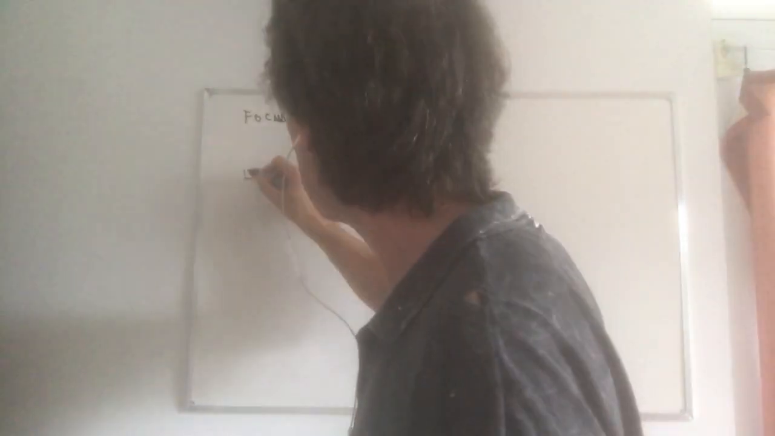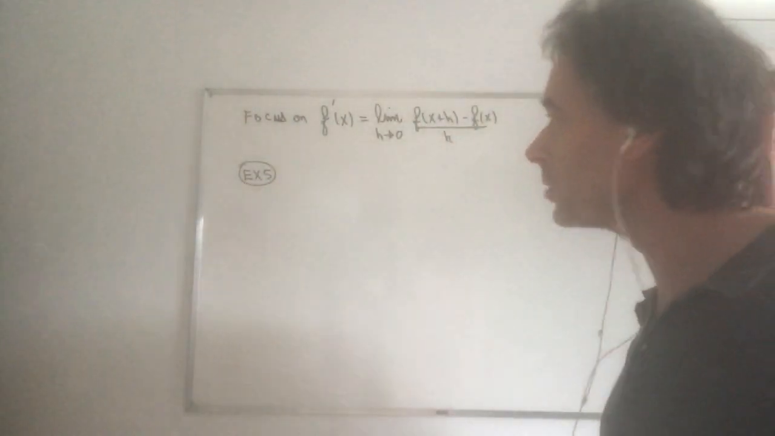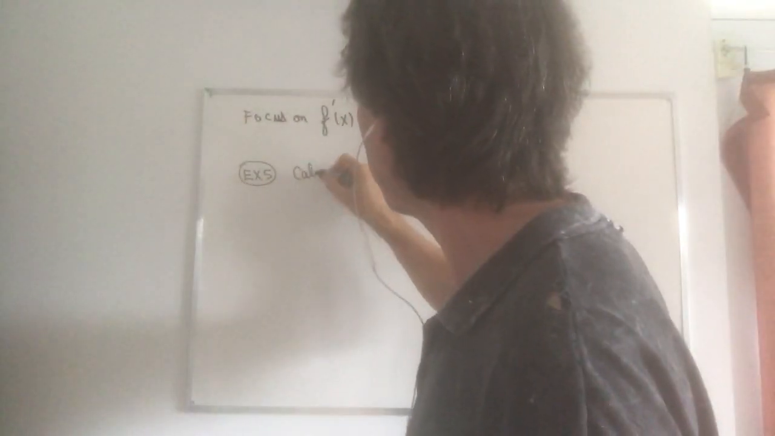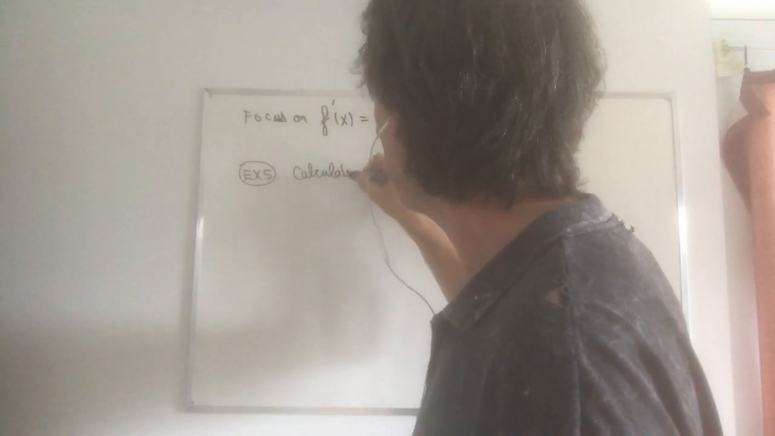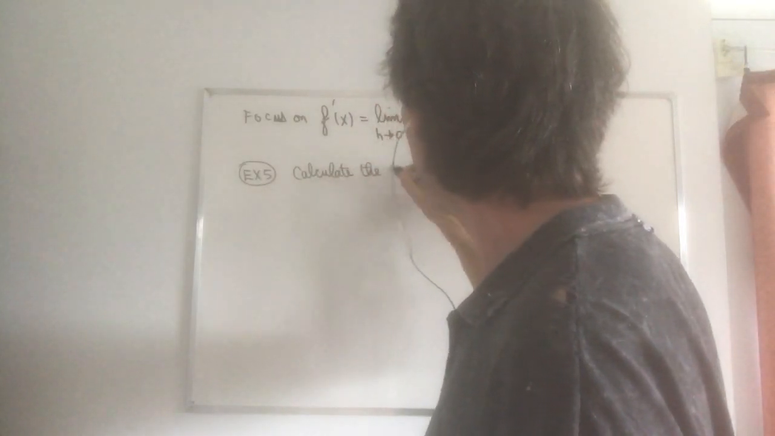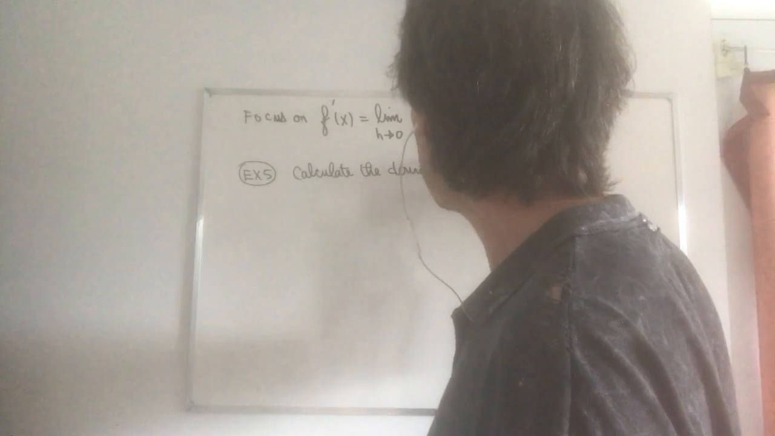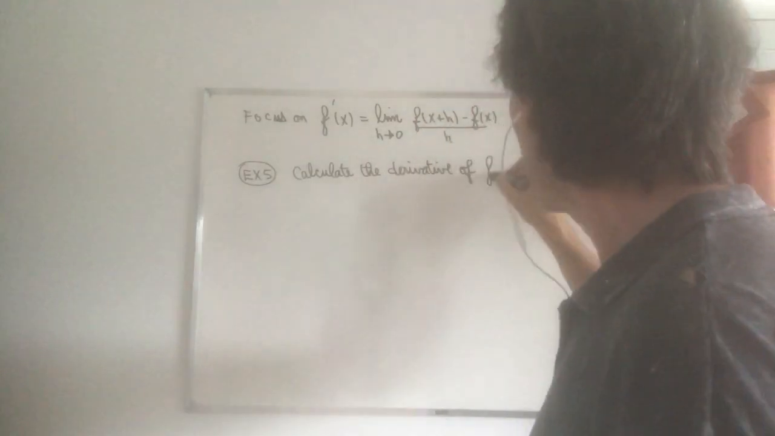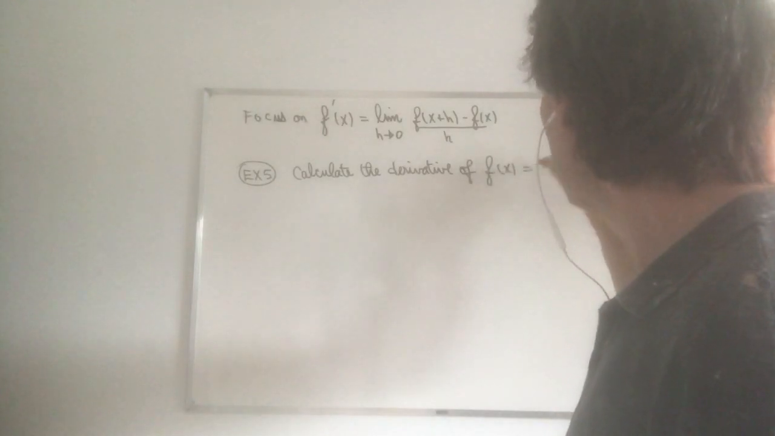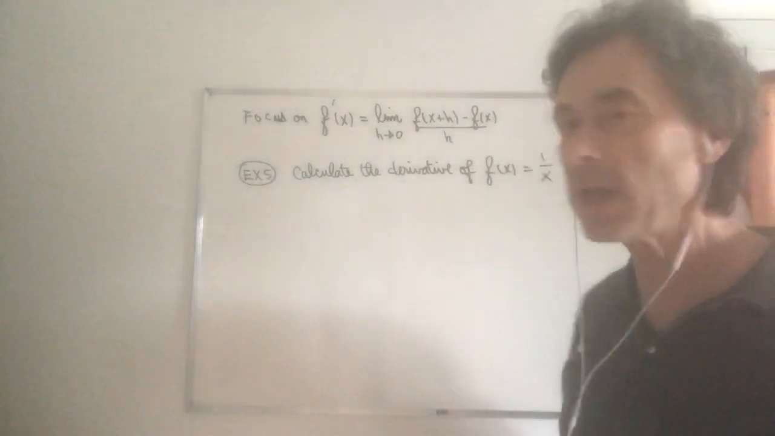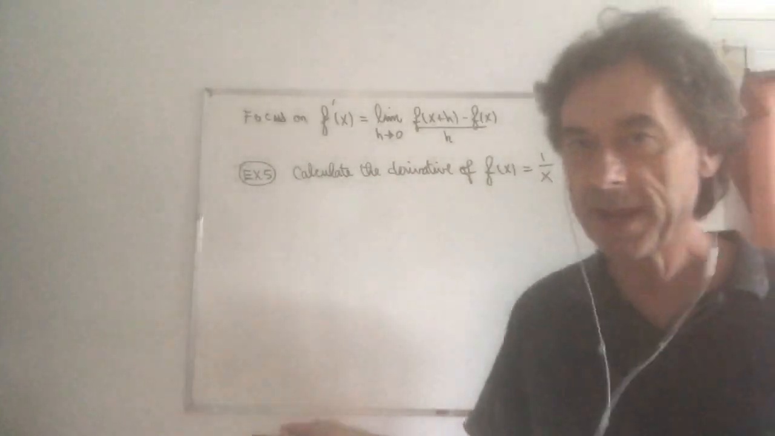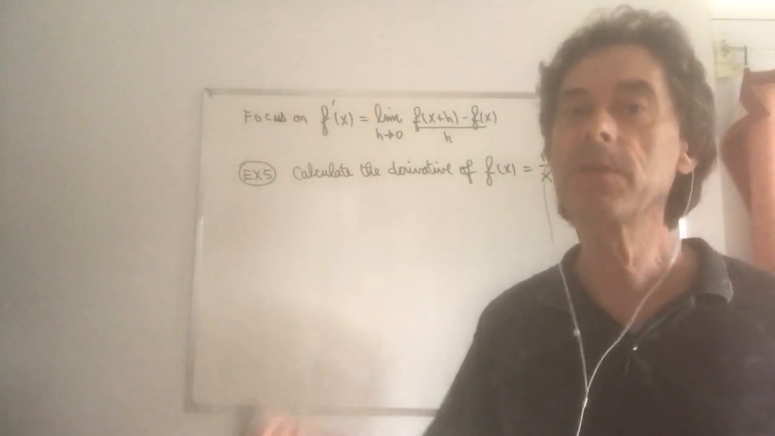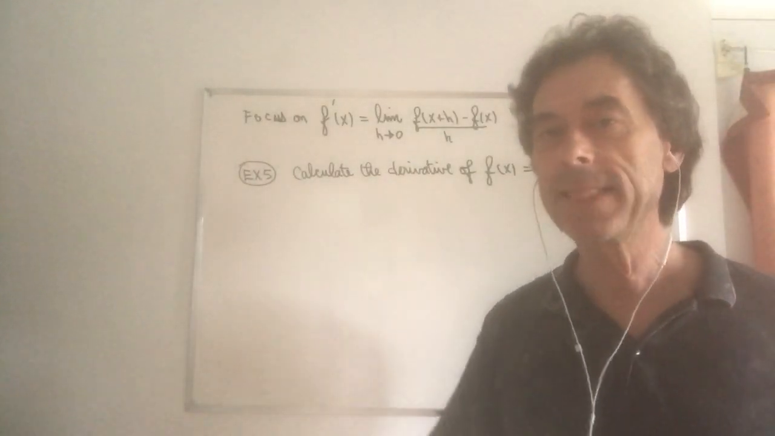So, example 5, I guess. Lots of examples today, which is good. We need to see this in action. Calculate the derivative of this function. I'm not going to involve a point. I just want the general formula. Once I have the general formula, I can plug in any point that I want, and I'll get the slope of the tangent line to the graph at that point.